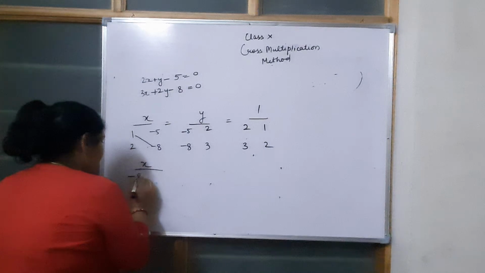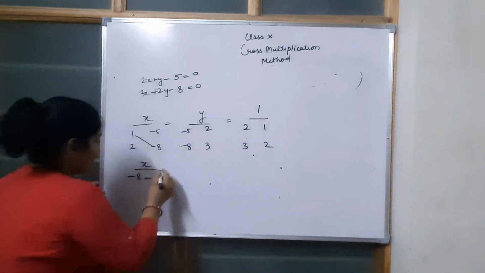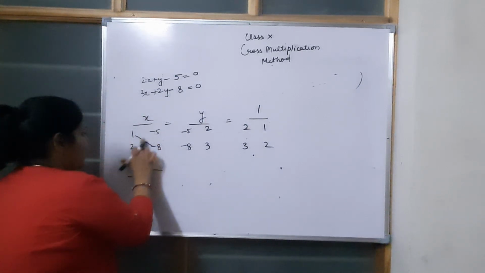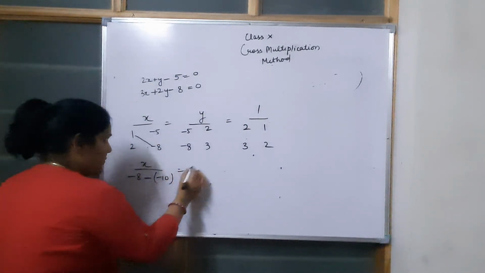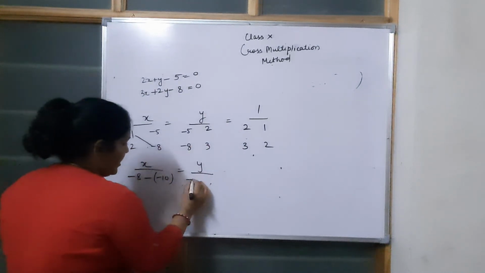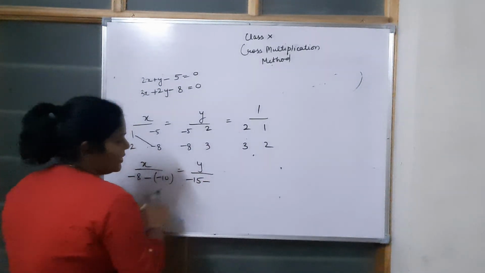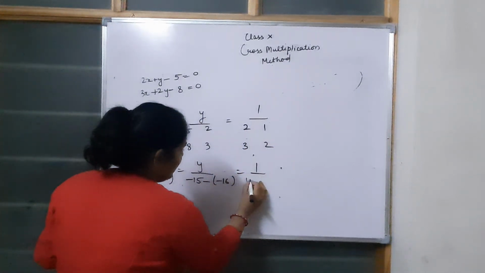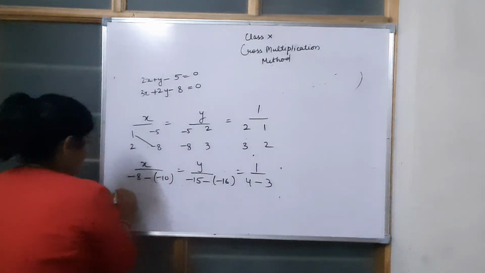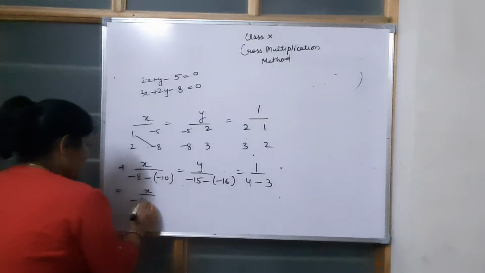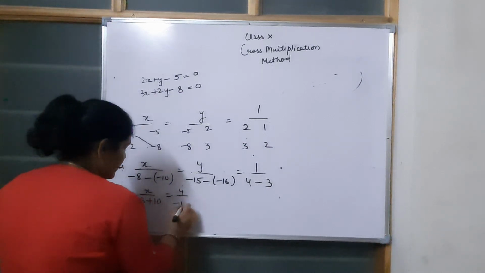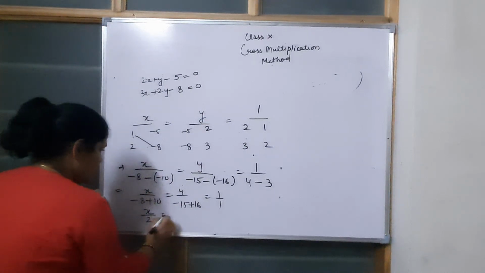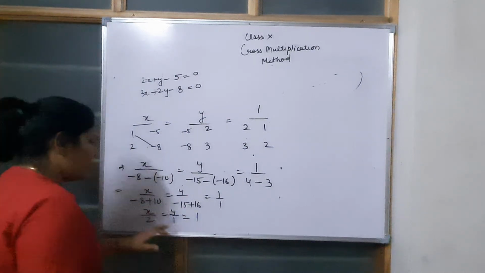-8 into 1 is -8, then after that put the minus sign. Now the minus sign, always we have to separate this product and this product. -5 into 2 is -10, okay. Now -5 into 3 is -15, again put the minus sign. -8 into 2 is minus 16. Then we have 2 2s are 4, -3 into 1 is 3. Just solving it. -8 plus 10, -15 plus 16. This is 1. Alright. So x upon 2 is equal to y upon 1 is equal to 1 upon 1, which is 1.